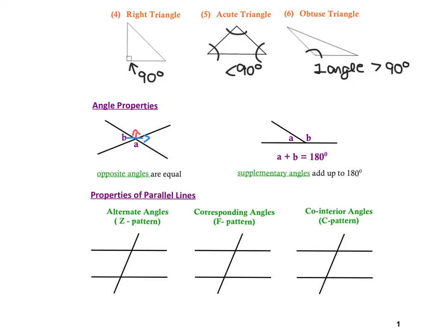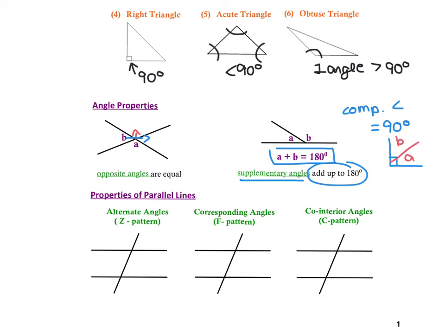We also have supplementary angles that add up to 180 degrees. So we know a straight line, both A and B in this situation would add up to 180 degrees. So if you have one of those, you could also find the other one just based on that math. Another one to remember is complementary angles. They add up to 90 degrees. So for example, if you had A and B, they would add up to 90 degrees.